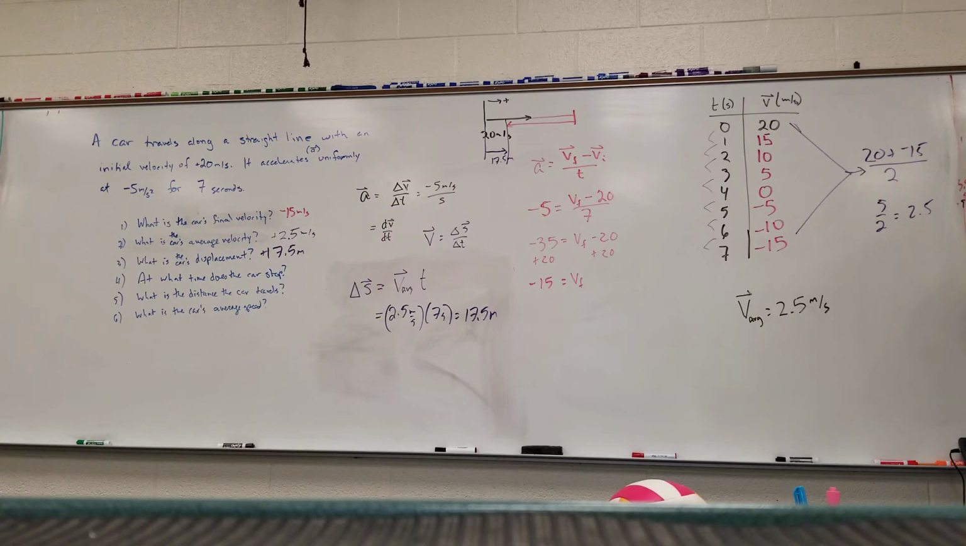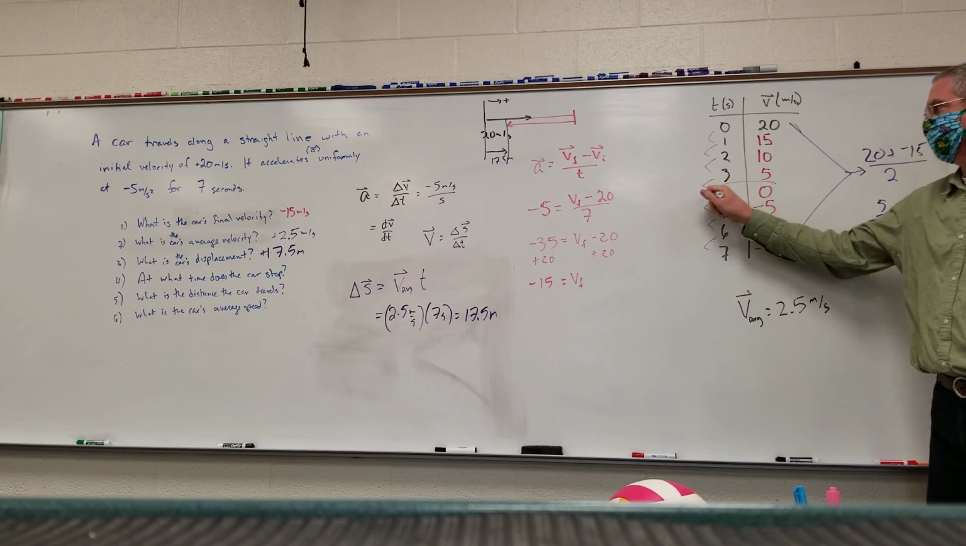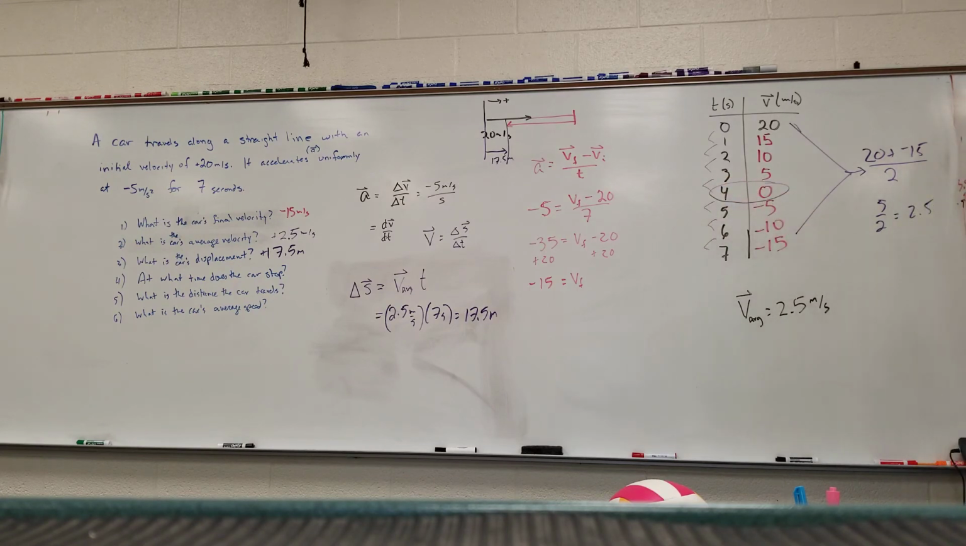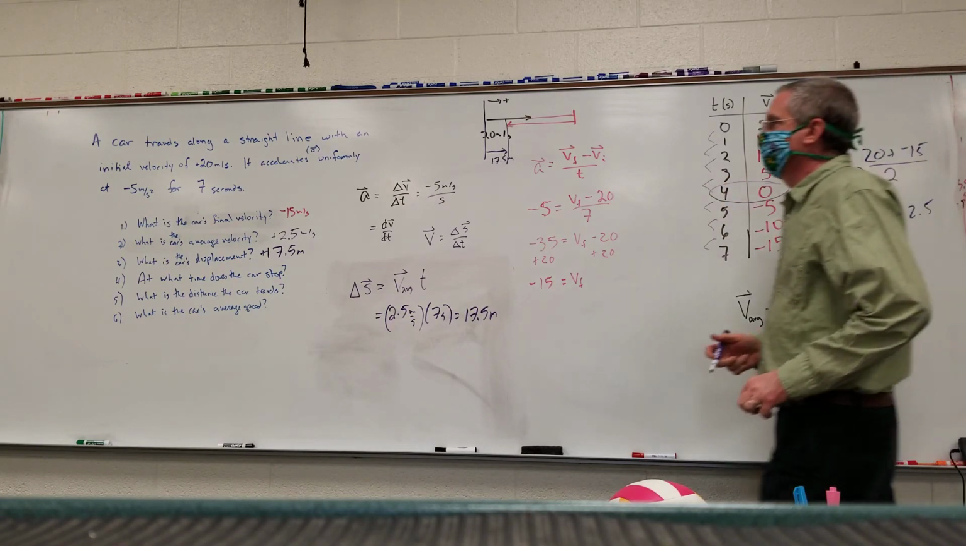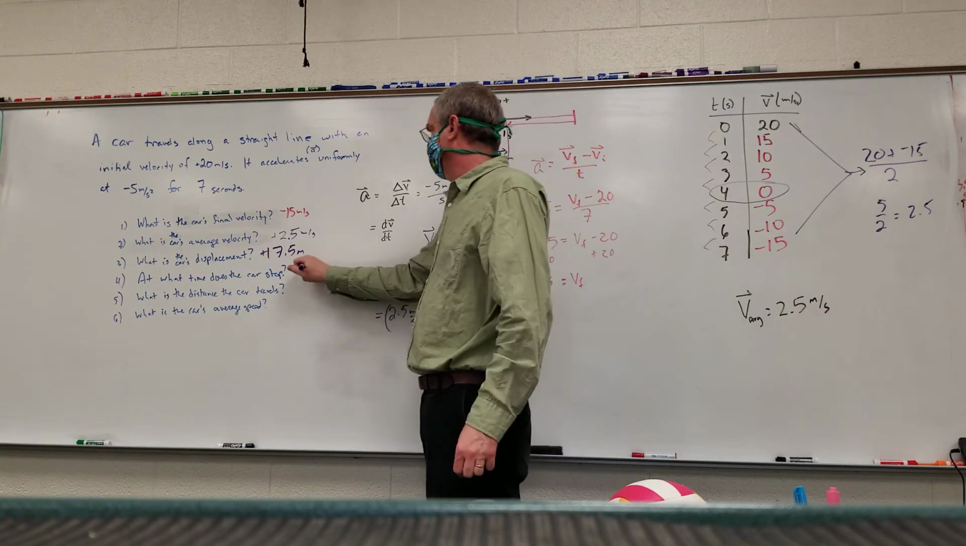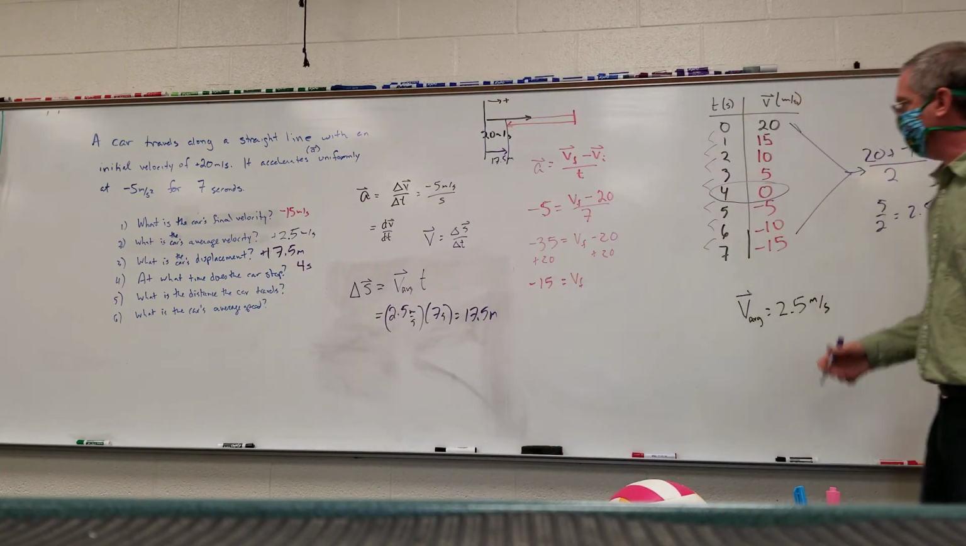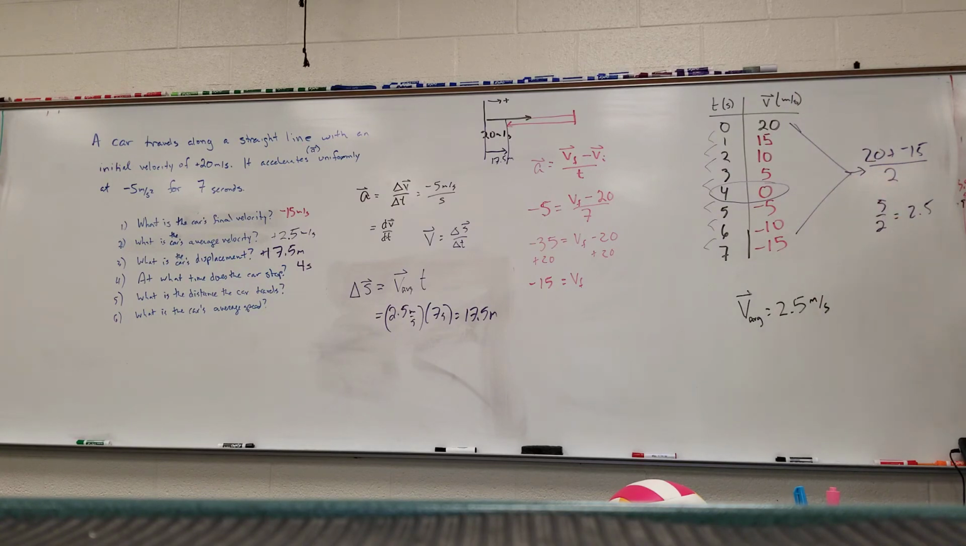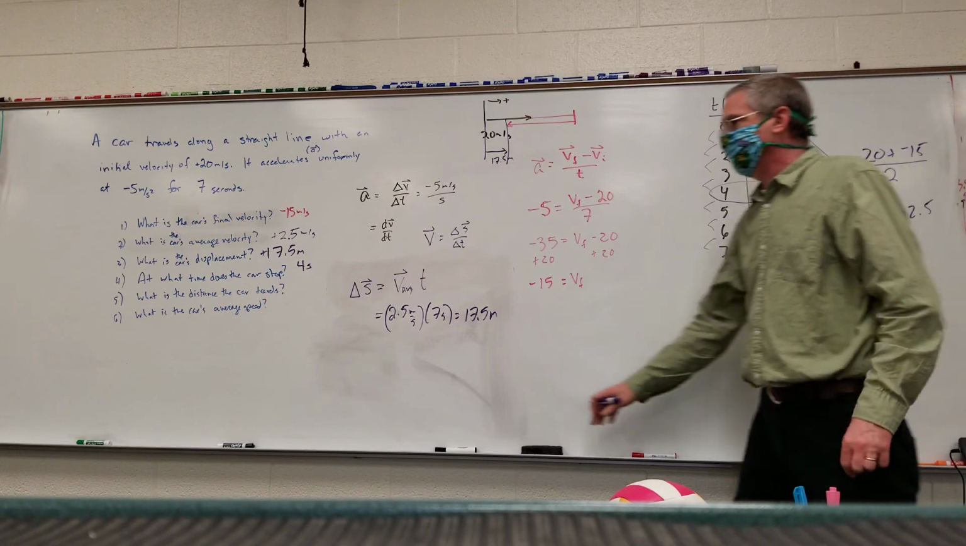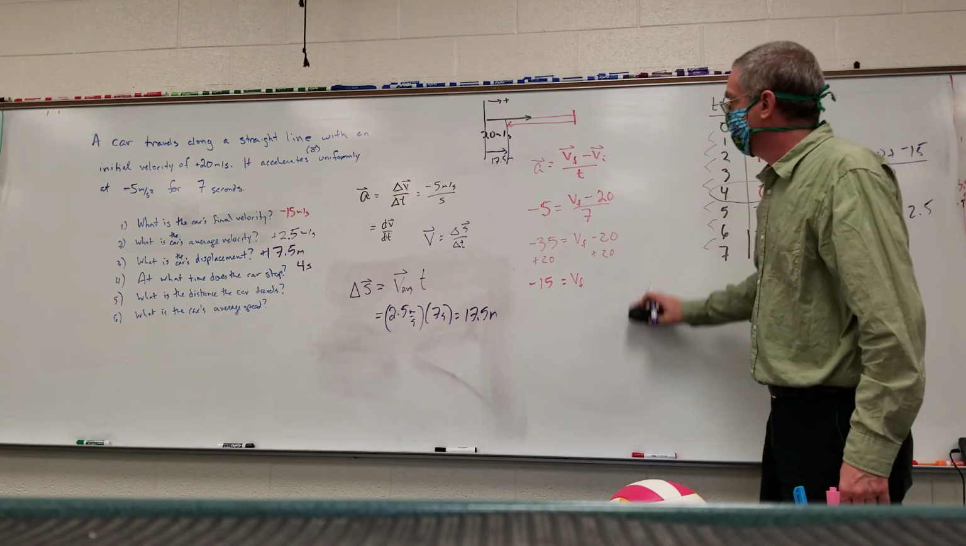All right, at what time does the car stop? 4 seconds. Yes, how do you know that? It's when velocity is 0. Yep. Now you do have a chart right here where you happen to hit 0. It doesn't always work out that way. We could have done it differently.